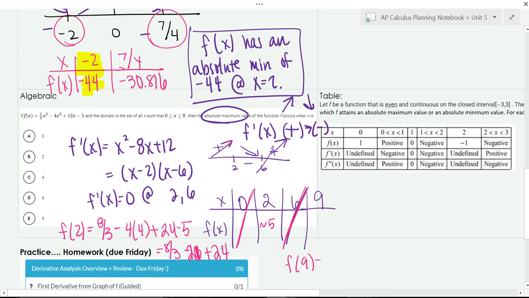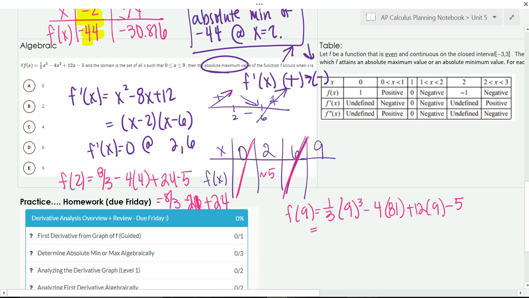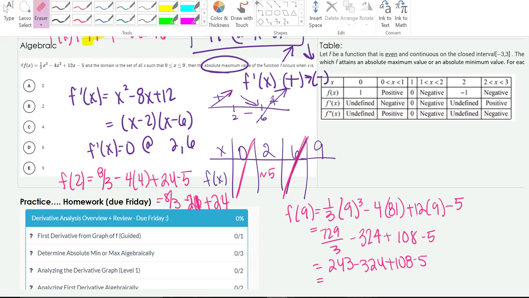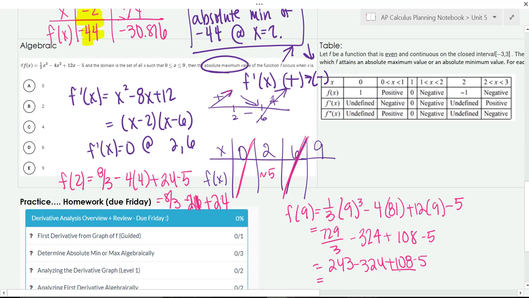So let's try f of 9 because this doesn't ask me to do any of the values. 1/3 times 9 cubed, well that's going to be a big number, minus 4 times 81, also a big number. 12 times 9 minus 5. And then we keep on working through this, right? 243 minus 324 plus 108 minus 5. So let's add these together, all of our positives. It's already looking pretty promising, I'm not going to lie, but we can keep on going and get this finished just so we know for sure.